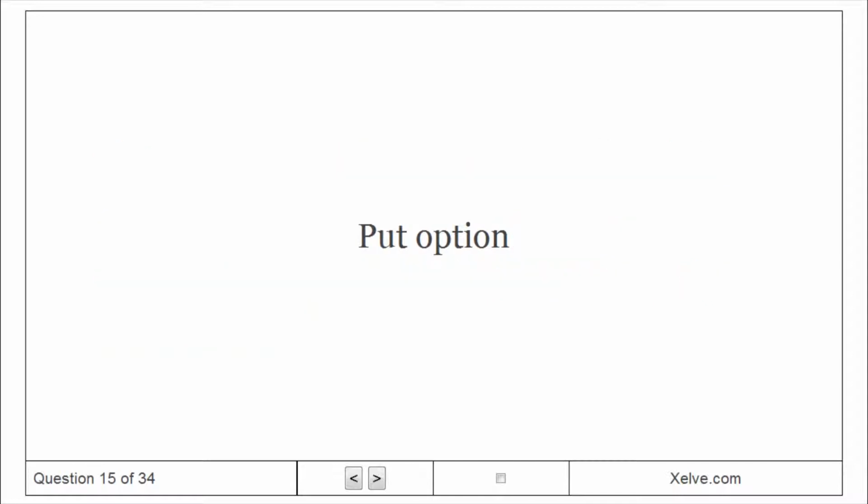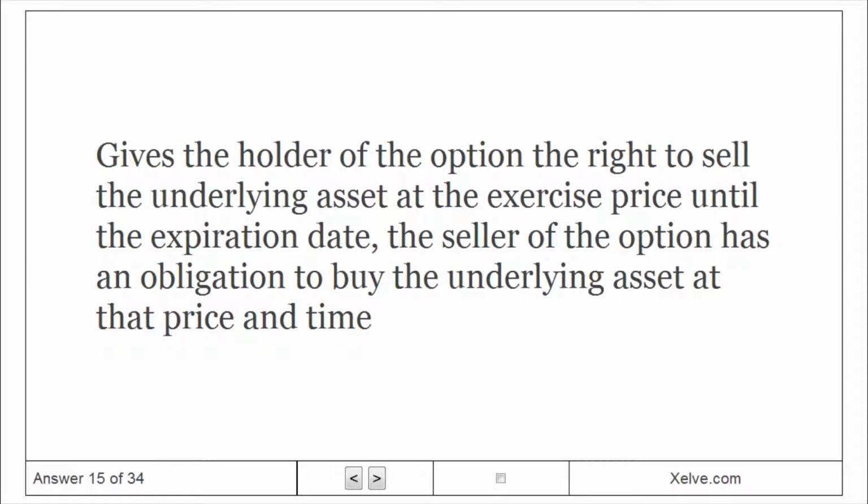Put option. Gives the holder of the option the right to sell the underlying asset at the exercise price until the expiration date. The seller of the option has an obligation to buy the underlying asset at that price and time.